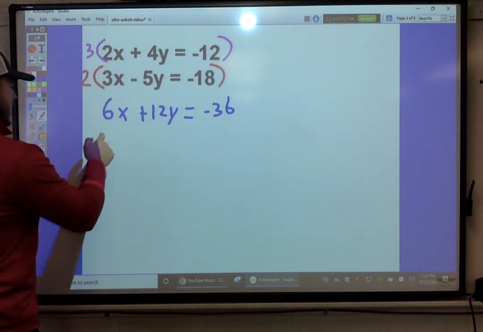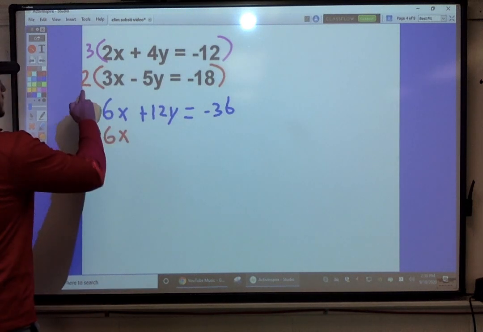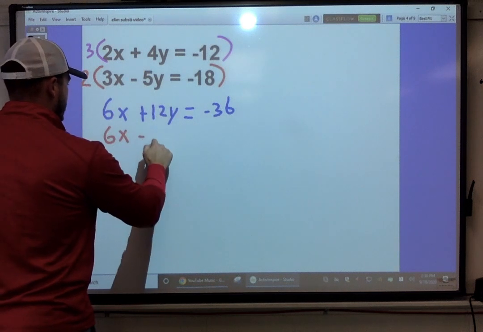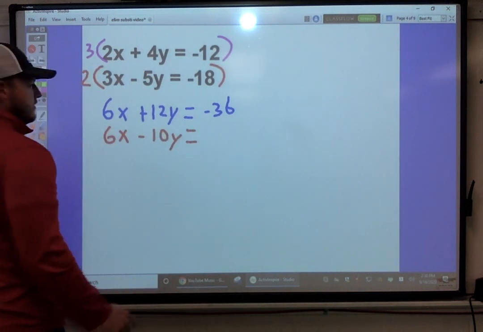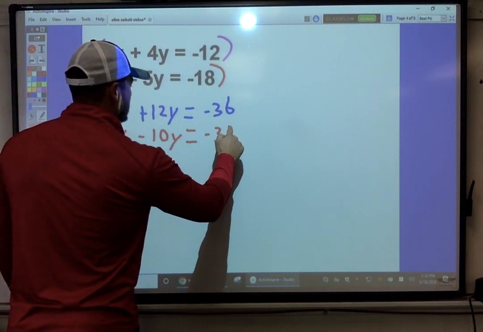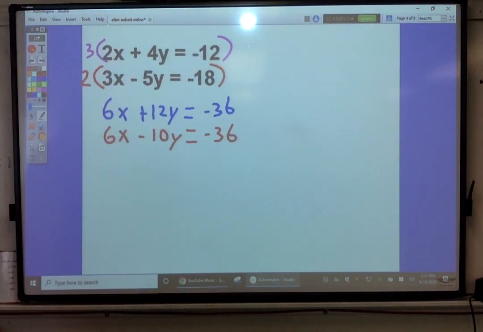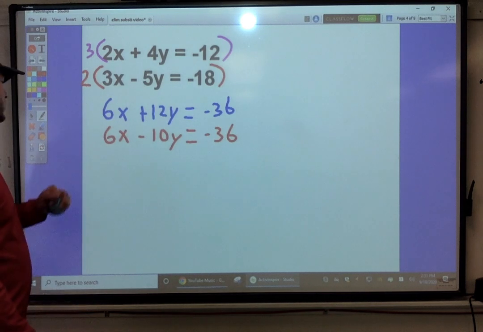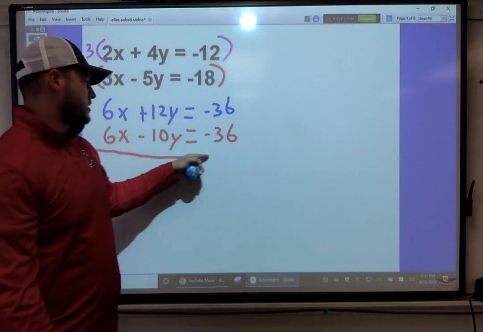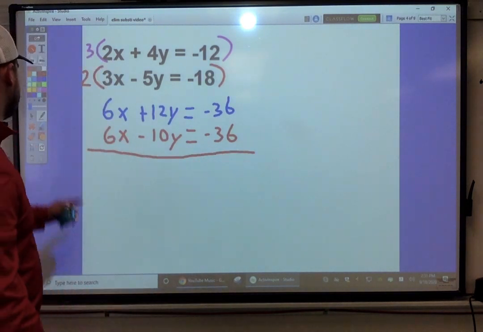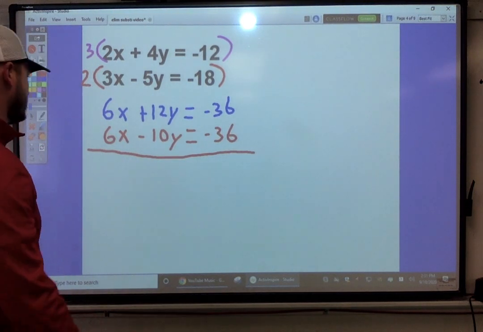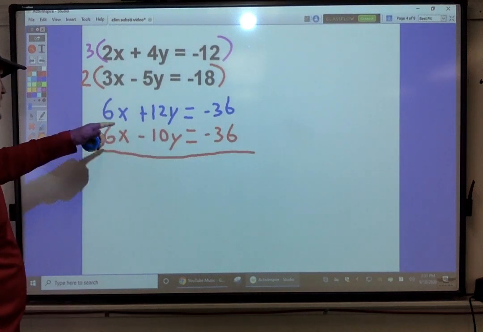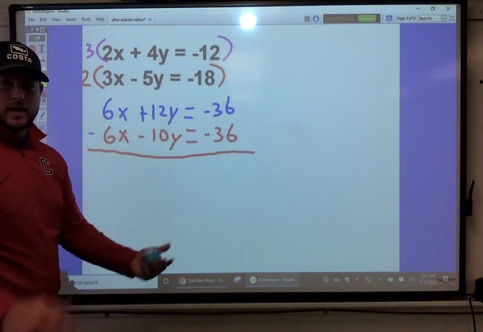2 times 3x is 6x. 2 times negative 5y is negative 10y. And then 2 times negative 18 is negative 36. So now, let's see if we can cancel out one of these terms. Right? So I'm going to subtract, because we got 2 positive 6x's. So I'm going to subtract 6x minus 6x. Hey, we canceled out the x's.